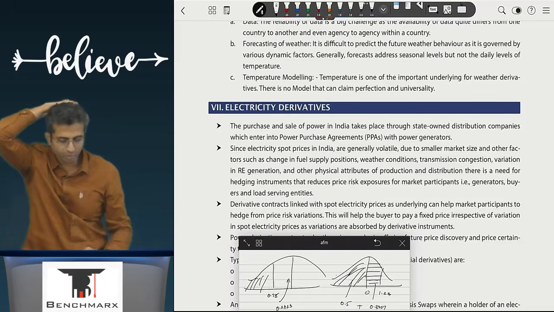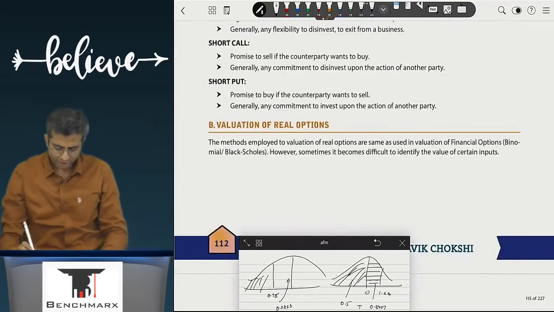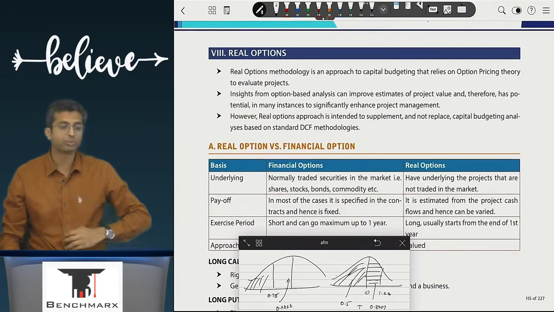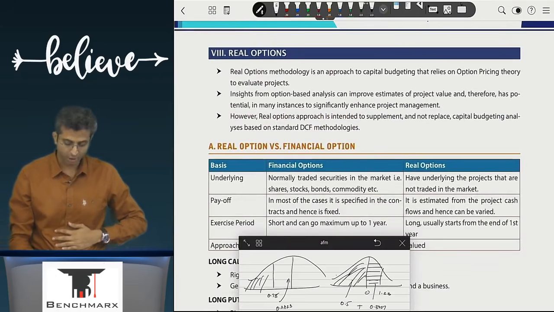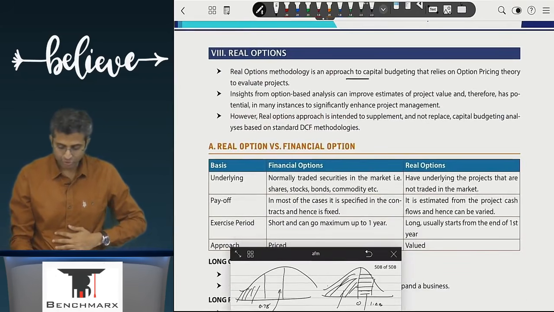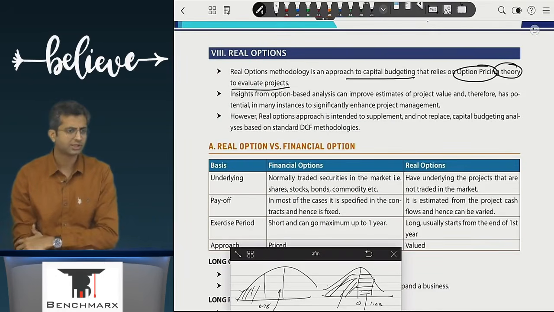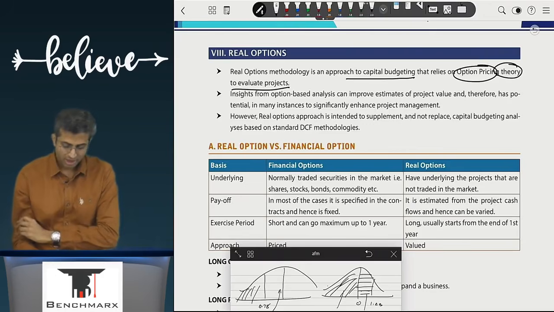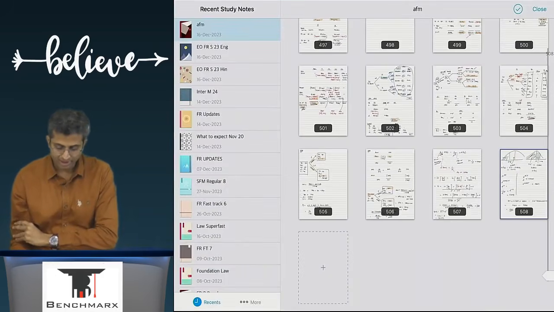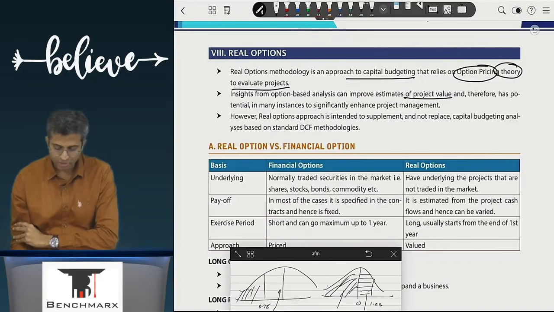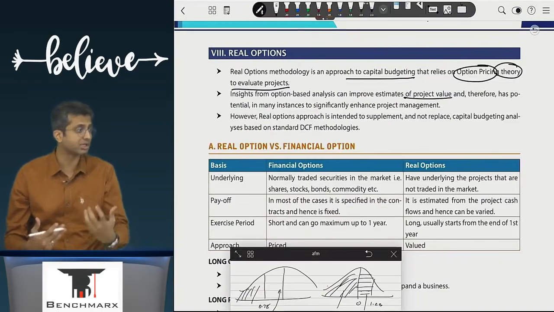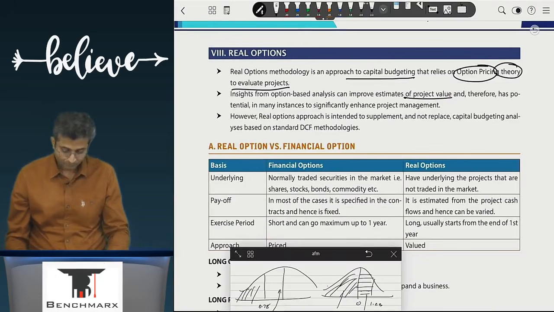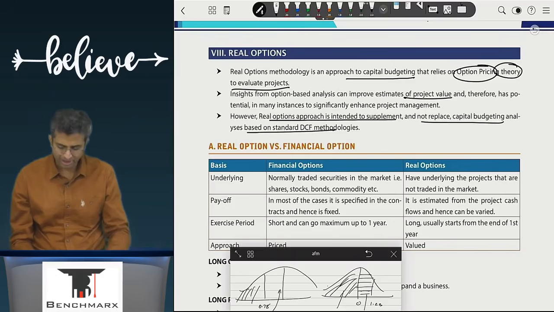Okay. So if you go to page 111 or 112, at the end you have real options. Now what do you mean by real options? This is an approach to capital budgeting that relies on option pricing theory to evaluate projects. So we have used these real options in the last 2-3 problems. Insights from option analytics can improve the estimates of project value, like if there are abandonment options, etc., that can improve the value. Real options is intended to supplement and not replace the capital budgeting analysis.